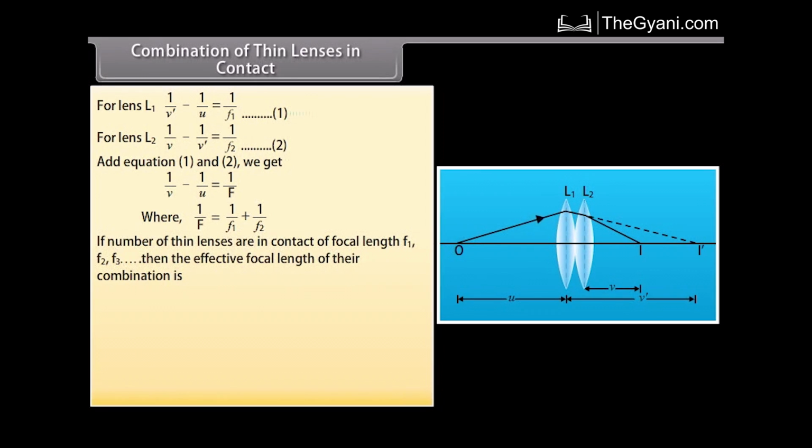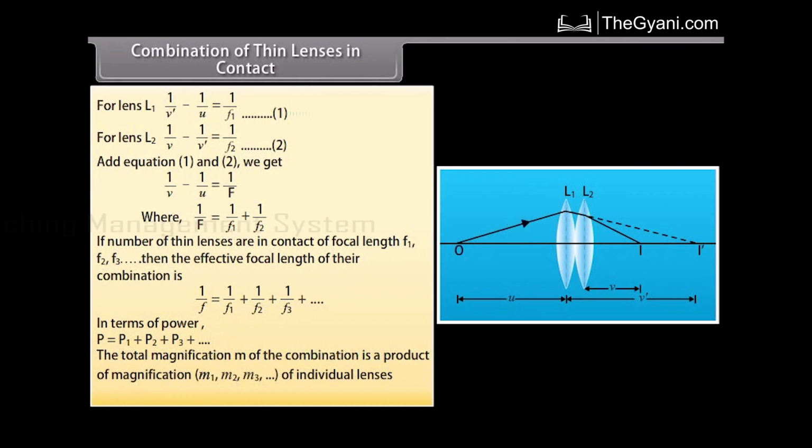If a number of thin lenses are in contact with focal lengths F1, F2, F3, then the effective focal length of their combination is 1 by F is equal to 1 by F1 plus 1 by F2 plus 1 by F3 and so on. In terms of power, P is equal to P1 plus P2 plus P3 and so on. The total magnification M of the combination is a product of magnifications M1, M2, M3 and so on of the individual lenses. M is equal to M1 times M2 times M3.